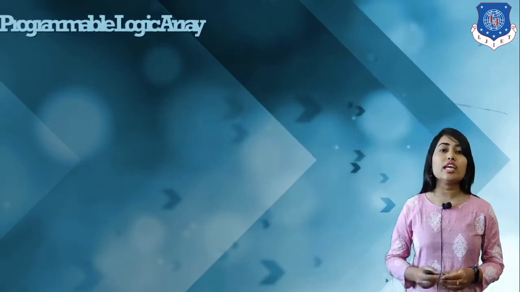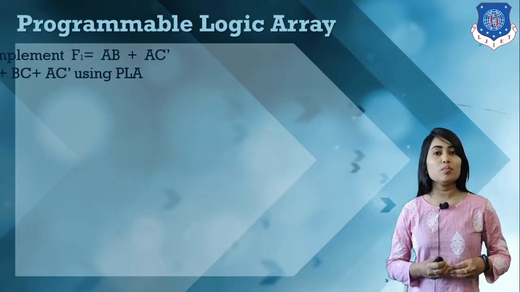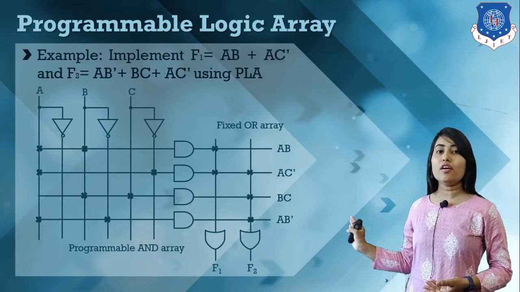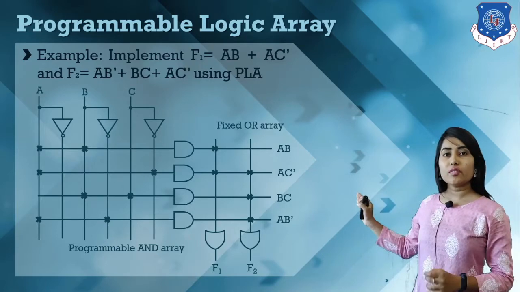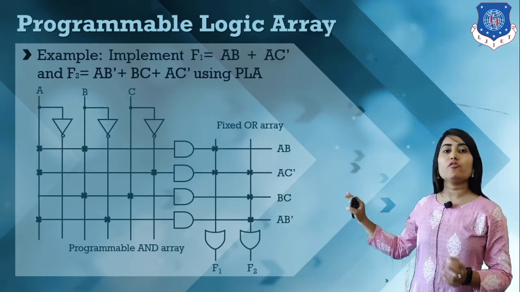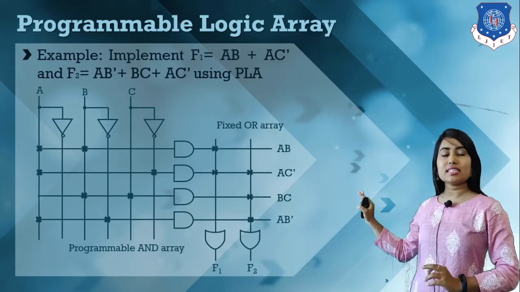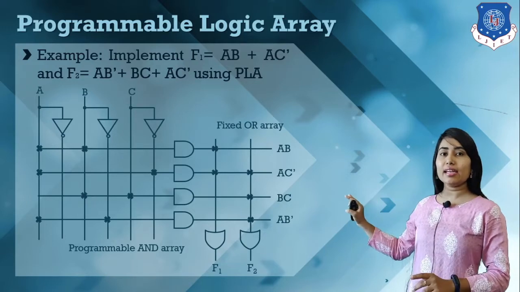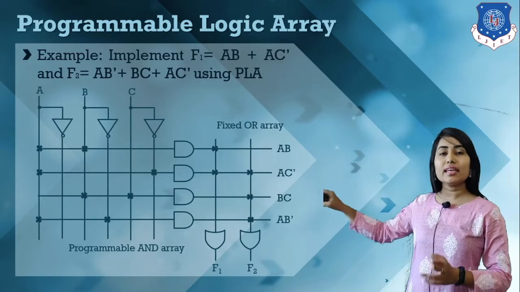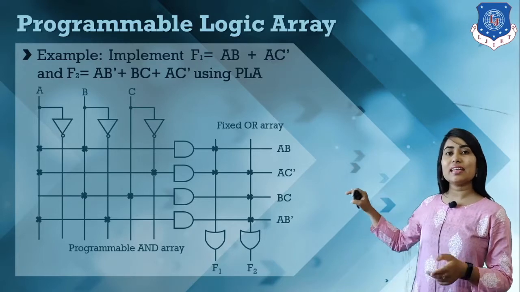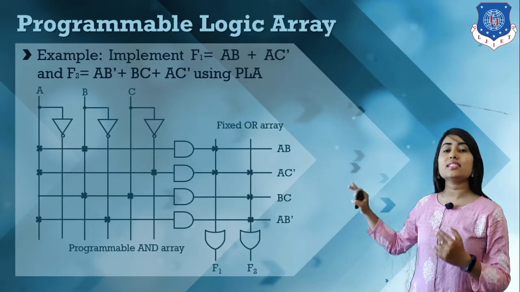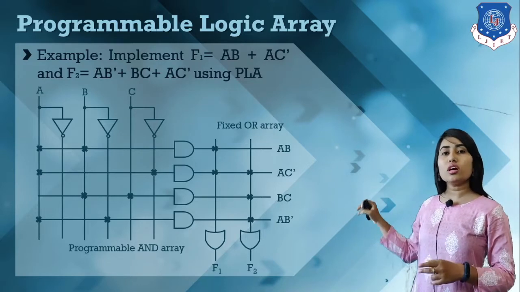Here we have this kind of example: implement logical functions with our programmable logic array. Here we have F1 equals AB plus AC dash. In the first AND gate we apply A and B, so here in this AND gate we have AB, and in the next AND gate we apply A and C dash, so here we have AC dash.